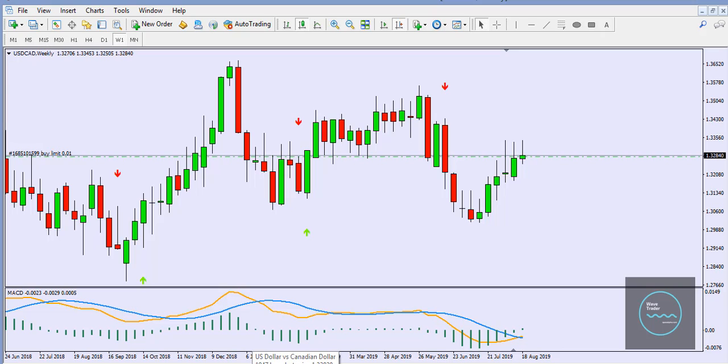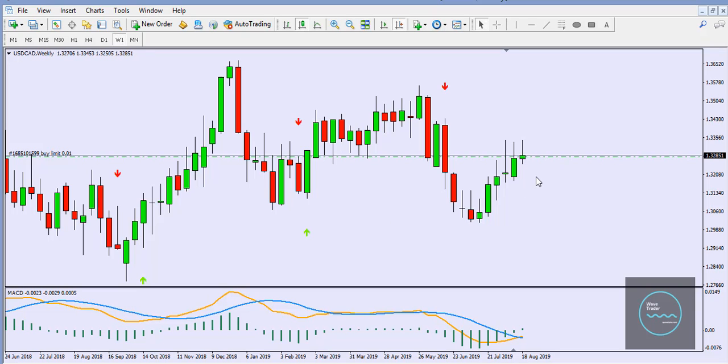Today I want to show you how I do my top-down analysis on four currency pairs that I'm currently looking at. I'm planning to buy in all of them, and I want to show you how I go through my thought processes. So the first one that I'm going to look at is the USD CAD.